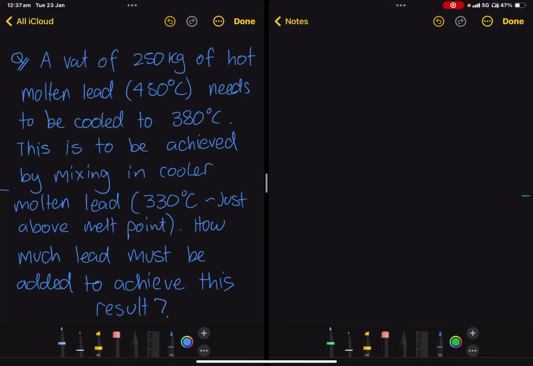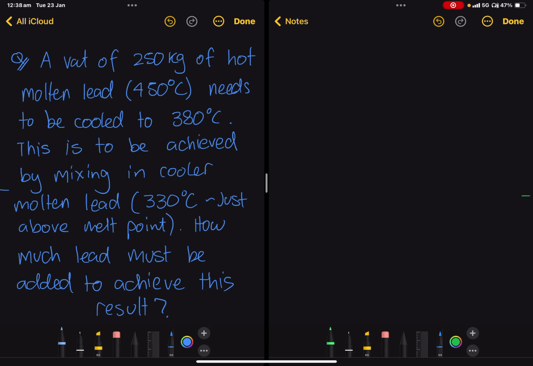So now we're going to have a look at another question from the waves and thermodynamics topic. This is a heating question, a question on thermals. We're told a vat of 250 kilograms of hot molten lead, at 450 degrees Celsius, needs to be cooled to 380 degrees Celsius.